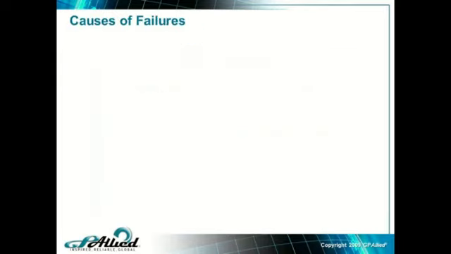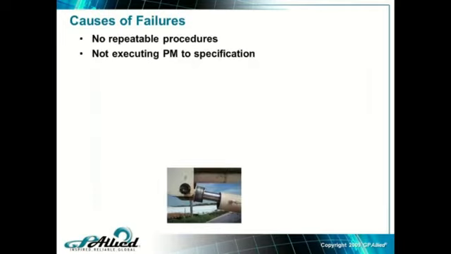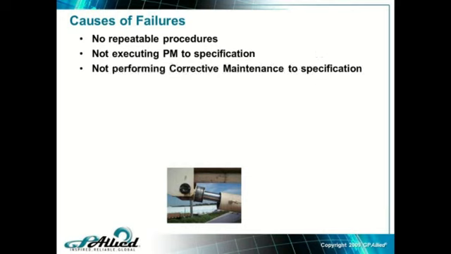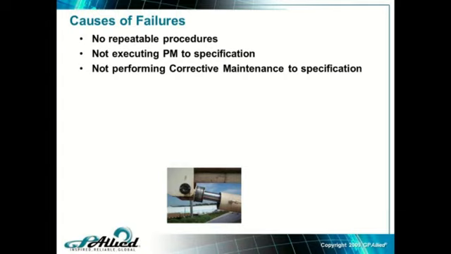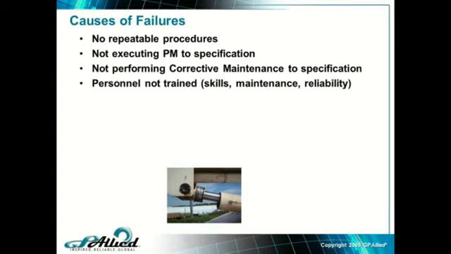So what are some of the causes of failures? You know, no repeatable procedures, not executing PM to specification, maybe we don't even have a specification, not performing corrective maintenance to specification, personnel not trained, whether it's in skills and maintenance or reliability, because we need personnel that understands all of this. And then we go back up to the specification, you know, with the skills and all. If we do not know how to torque fasteners, whether it's electrical or mechanical, we got a problem. And that's a very simple one, but there are more complex ones that we need to be concerned with.